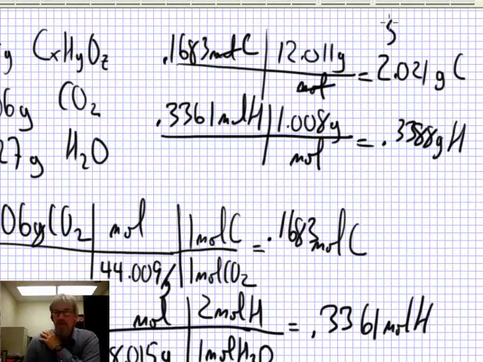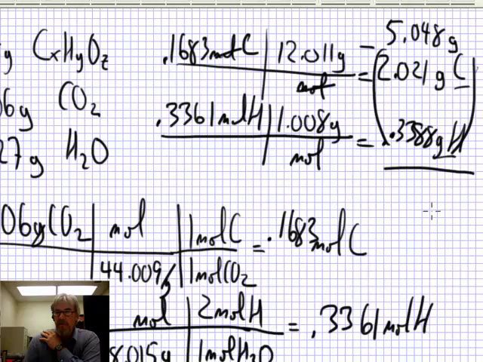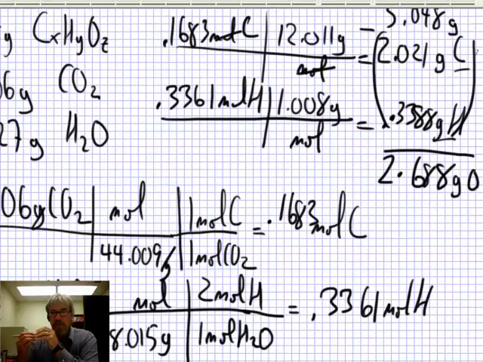So if I take 5.048 grams, which is the total mass of the compound, and I subtract from that the mass of the carbon and the mass of the hydrogen, I will get the mass of the oxygen. When I do that, I get 2.688 grams of oxygen. So what am I going to do with that?